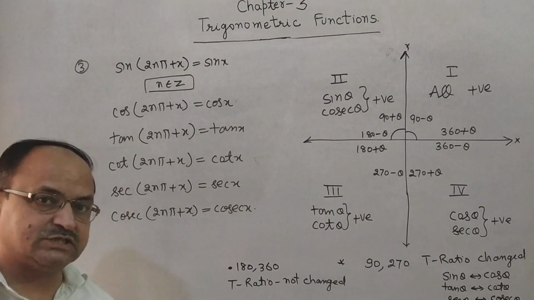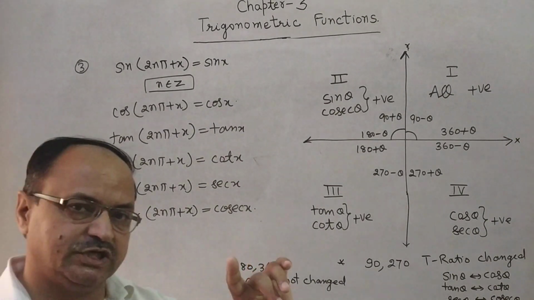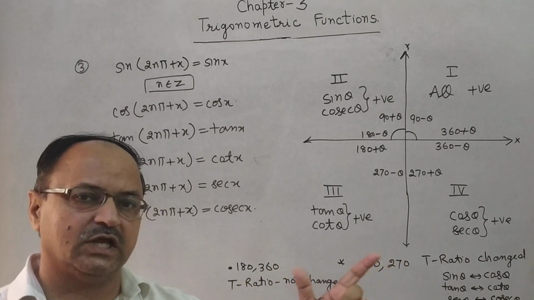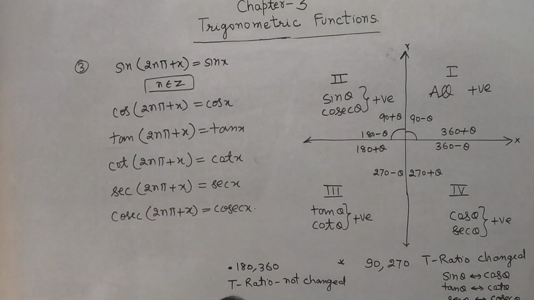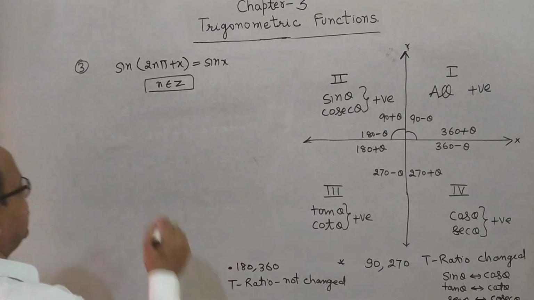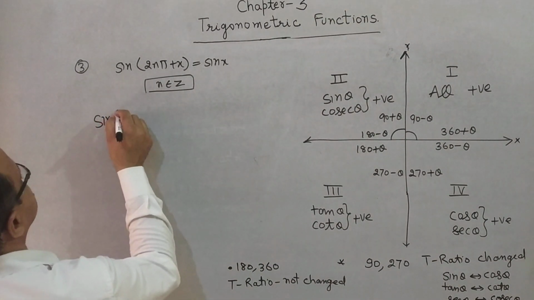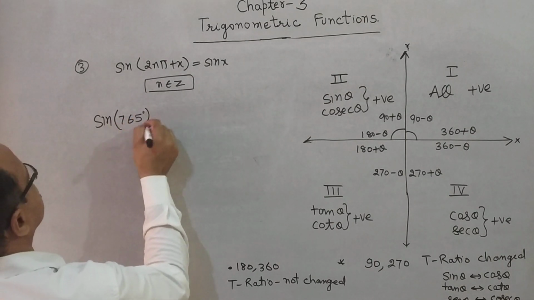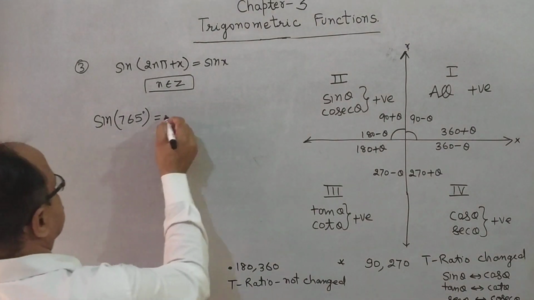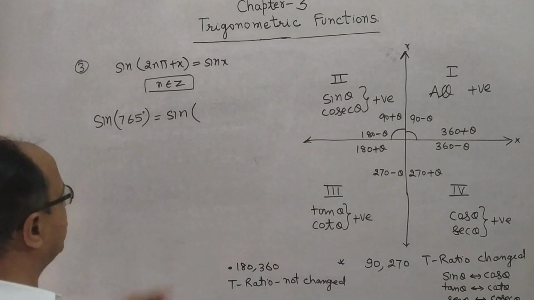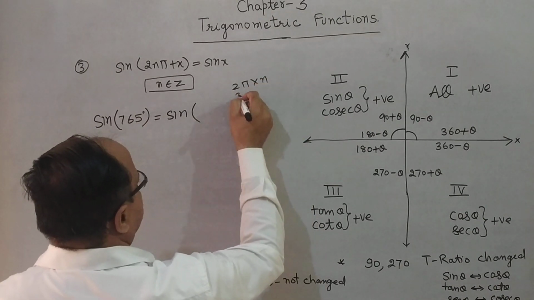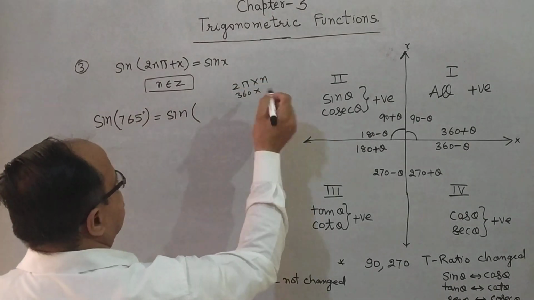2n pi means 2 pi into n. 2 pi means 360. 360 into 1, 360 into 2, 360 into 3, like this. You can apply this formula. For example, suppose you want to find sine 765 degree. You can break it as 2 pi into n. 2 pi means 360. N means integer 1, 2, 3, 4, 5 you can write.